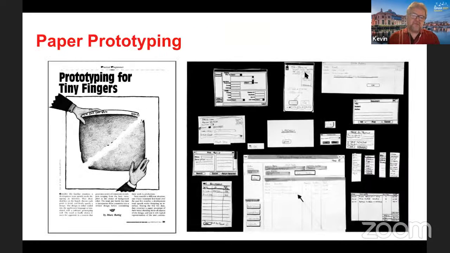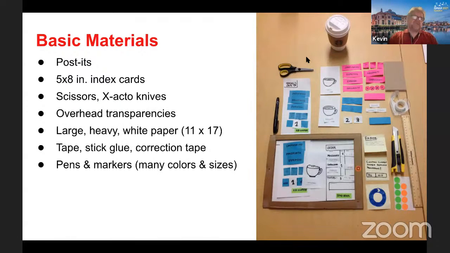One very popular tool is paper prototyping. Paper prototyping is a variant of sketching, and it allows you to build or test quite interesting user interfaces just using paper and pen. Here are some basic materials you'll need: paper, scissors, knives, glue, and pens.